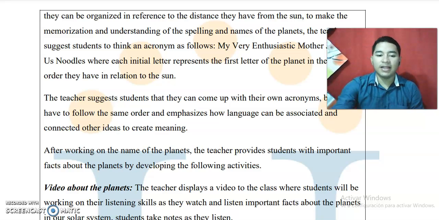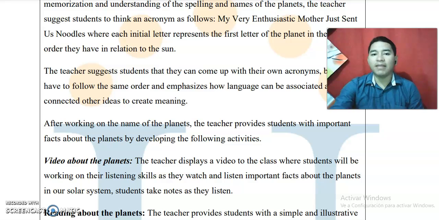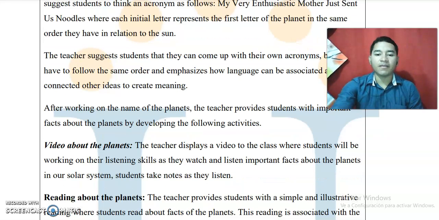So for this, the teacher is going to start with a video about the planets, where he's going to use the TV or the computer, video being any material or resource that the teacher has for this purpose, and he's going to display the video while students listen and take notes about the information related to the solar system, the planets, and the important facts about these planets.